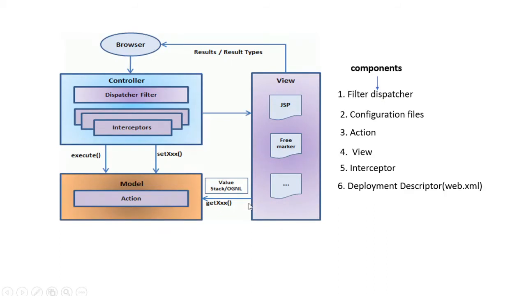Here you can see the basic overview of this MVC: taking the request from the user, generating the action, and the result gets back to the user. Okay, so first is the dispatcher filter. Here you can see I have listed the components also, so if you get a question like explain the Struts2 components, then with the help of this diagram you can explain the components which I have listed here.